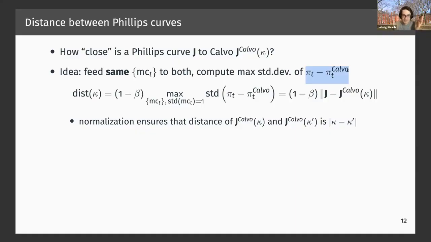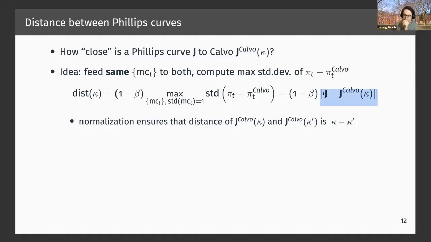So if these were the same model, then this would obviously always collapse to 0. In general, the difference is obviously not always 0. And so what we're going to do is compute the standard deviation of that difference. And then we're going to compute the worst case standard deviation, basically, for any process of marginal cost we might feed it. And it turns out that at the end of the day, this worst case standard deviation is really just the Euclidean matrix norm of the difference between the Phillips curve Jacobian of the menu cost model and the Phillips curve Jacobian of the Calvo model.